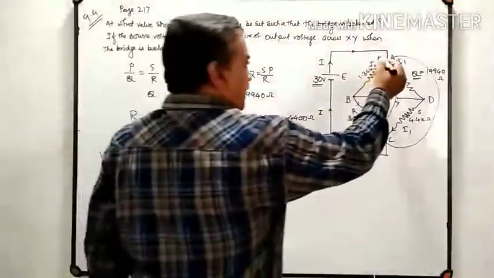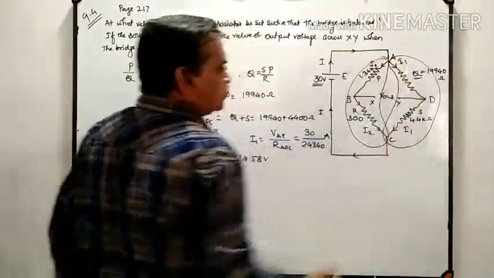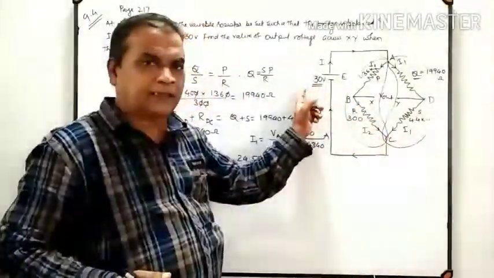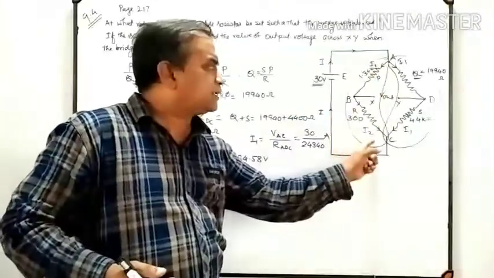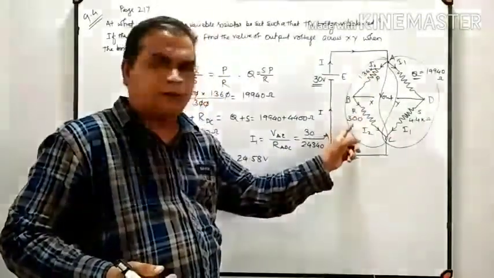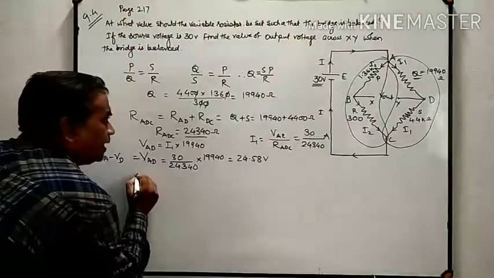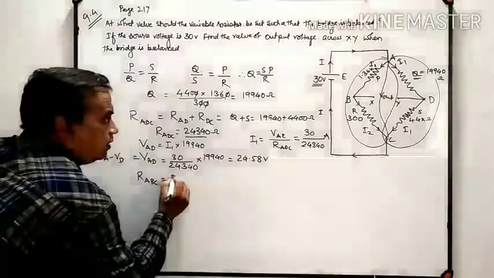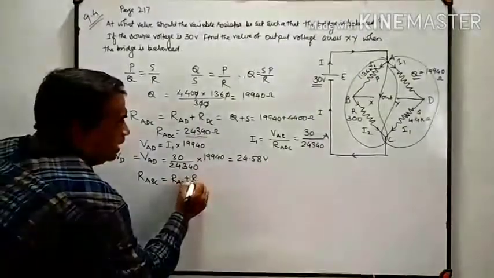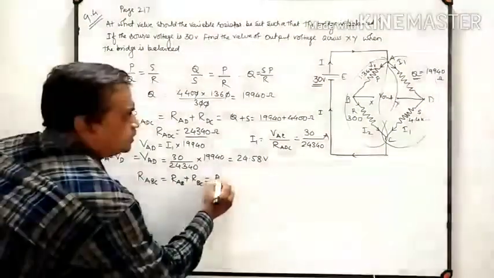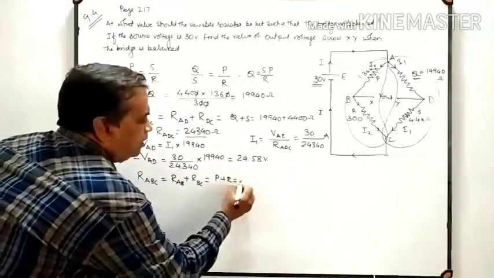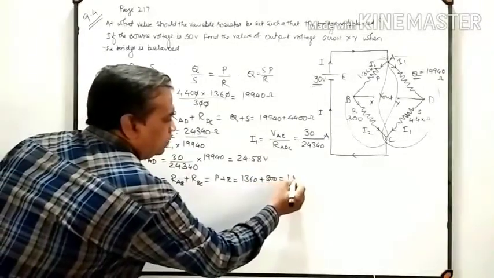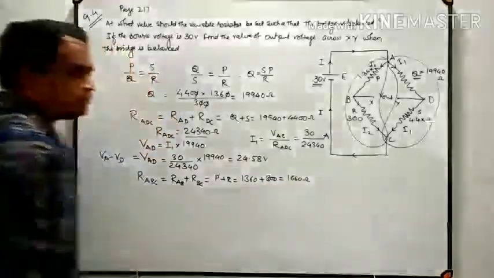Similarly, we can have another branch which is again connected across point A and C. We know potential difference between A and C is 30 volt. We know the effective resistance of this branch, it is 1360 plus 300. So RABC is equal to RAB plus RBC, which is nothing but resistance P plus resistance R, which is 1360 plus 300, which is equal to 1660 ohm.